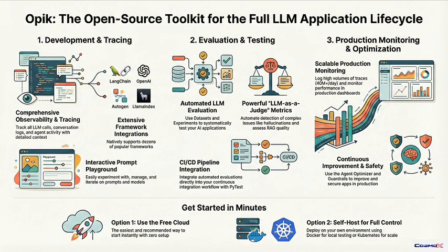Which raises an important question for you, the listener. Given that Opik focuses so heavily on generating objective metrics for failures like hallucination and context precision through this LLM as a judge idea, how does the ability to actually quantify these complex AI failures fundamentally change the definition of a truly production-ready LLM application?